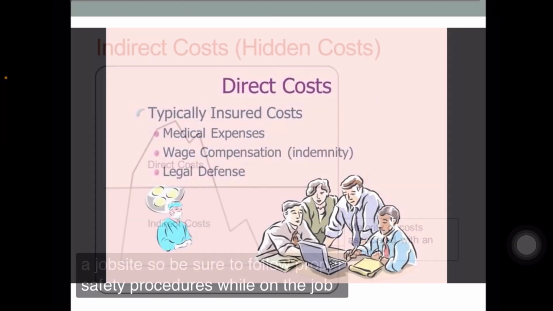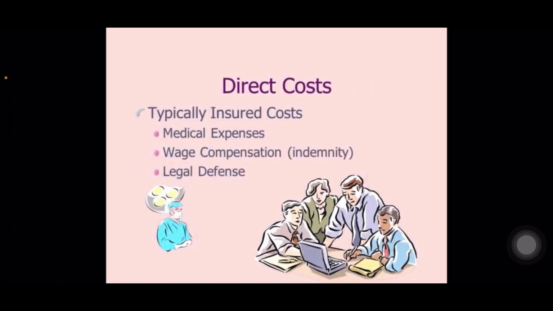while on the job. So usually costs are divided into two, which is direct cost and indirect cost. For direct cost, usually the other name is insured cost, or the real cost. So these are the costs that are usually incurred once an accident happens. So the first one is the medical expenses, compensation, indemnity, and legal defense.